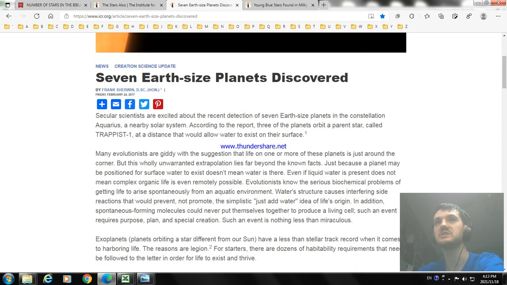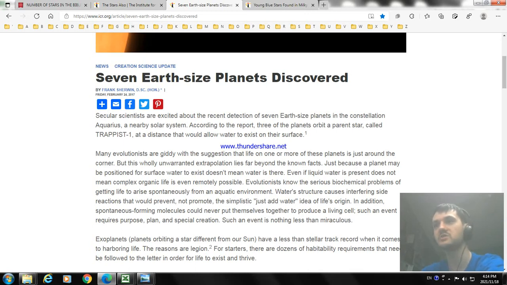Here it says right here, secular scientists are excited about the detection of 7 Earth-sized planets in the constellation Aquarius in a nearby system, according to a report of planets over a parent star called TRAPPIST-1, at a distance that allows water to exist on the surface. Many evolutionists are agreeing with this suggestion that life on one or more planets is just around the corner, but this unproven explanation lies beyond the known facts. Just because there are many positions on the surface where water could exist doesn't mean water is there. Even if liquid water does not exist, more complex organic life remains possible. Evolutionists know that serious problems of getting life arise simultaneously from an aquatic environment.